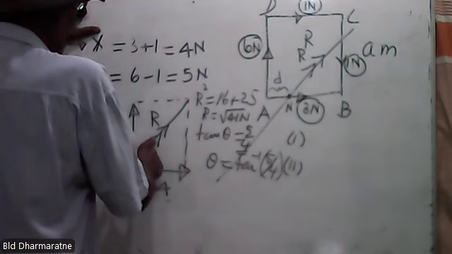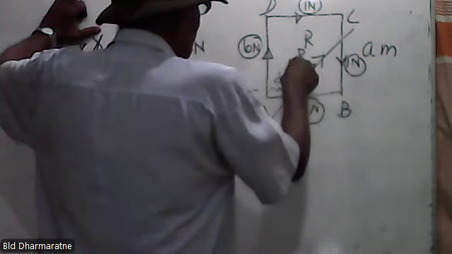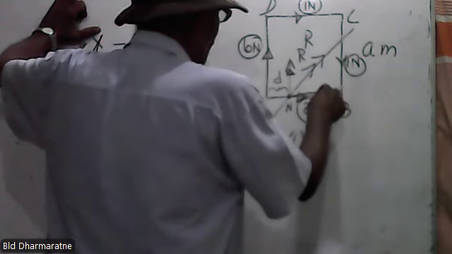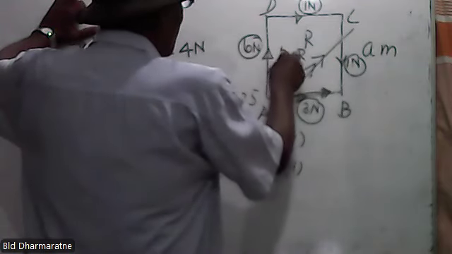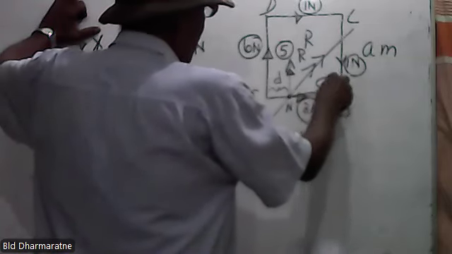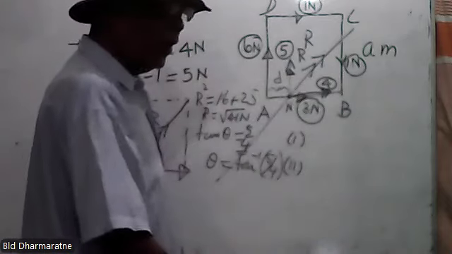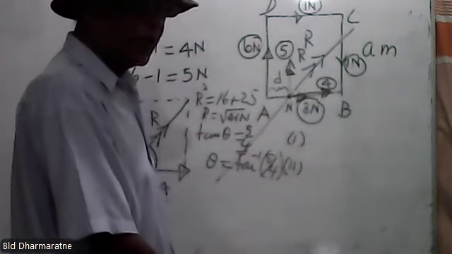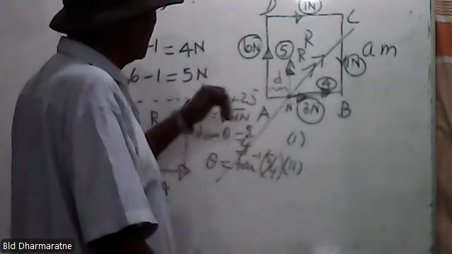Instead of the resultant, we can use X and Y also. This is Y, and this is X. Y is 5, and X is 4. Then for the resultant moment, we can take these two forces' moments instead. Instead of the resultant, we are using these two forces.